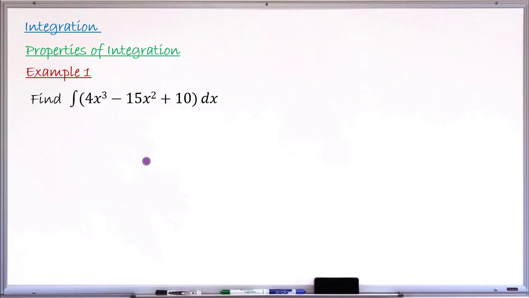So let us move. Example number 1, we are asked to find the integral of 4x raised to 3 minus 50x squared plus 10 with respect to x, that is dx. Solution to this problem. Looking at this function, I can count 1, 2, 3 terms there.